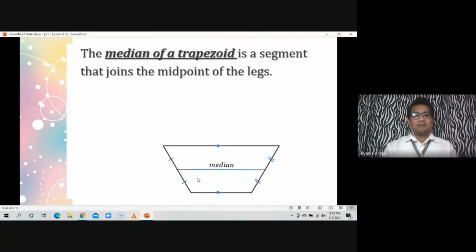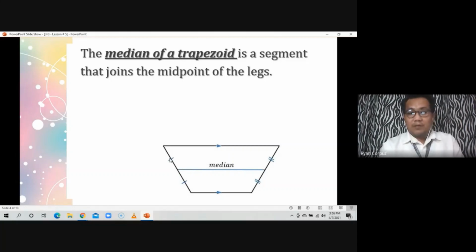It's just like this. So let's say for example, ito yung given trapezoid natin. Then this point is the midpoint of this segment, while this point is also the midpoint of this segment. Then draw a segment connecting the two midpoints, and we form what we call the median of the trapezoid. As you can see on the markings, this segment together with this segment are congruent, and this segment together with this segment are also congruent.